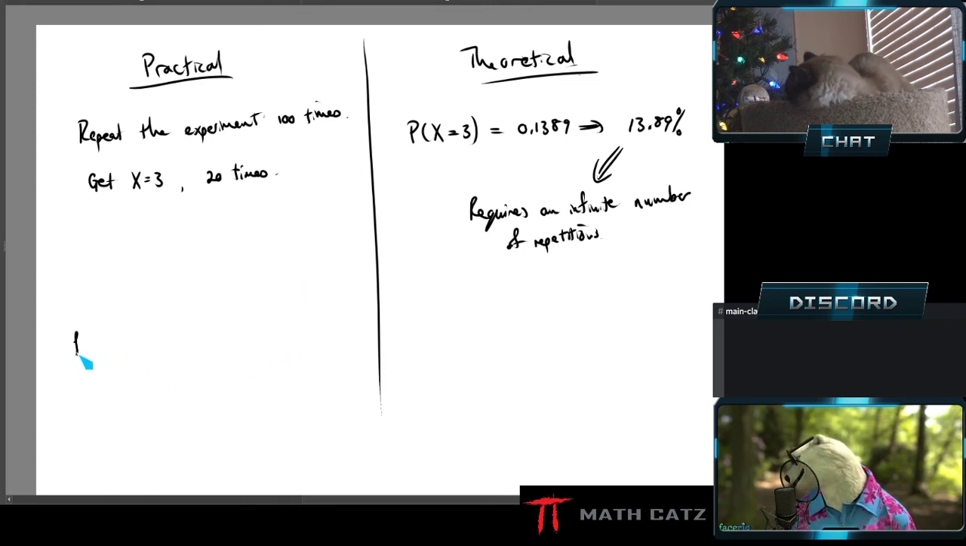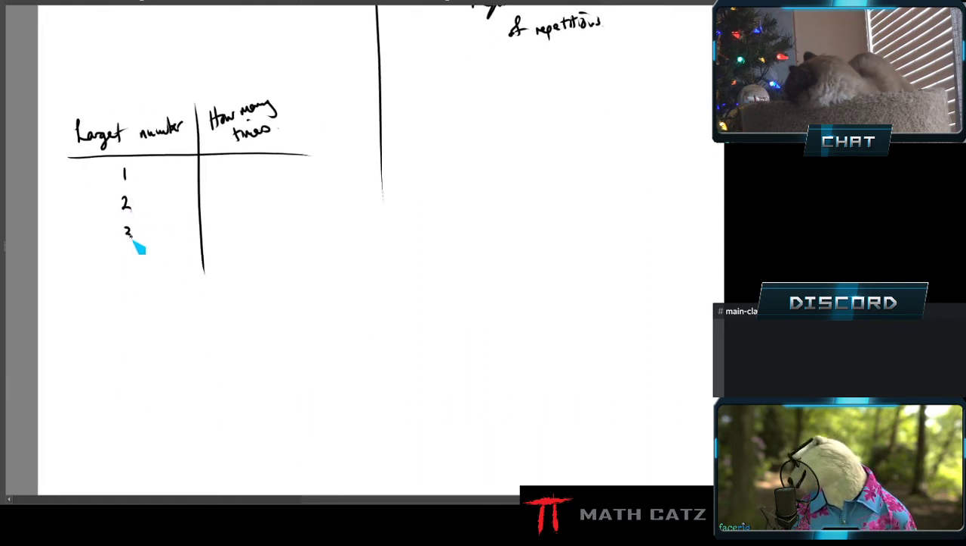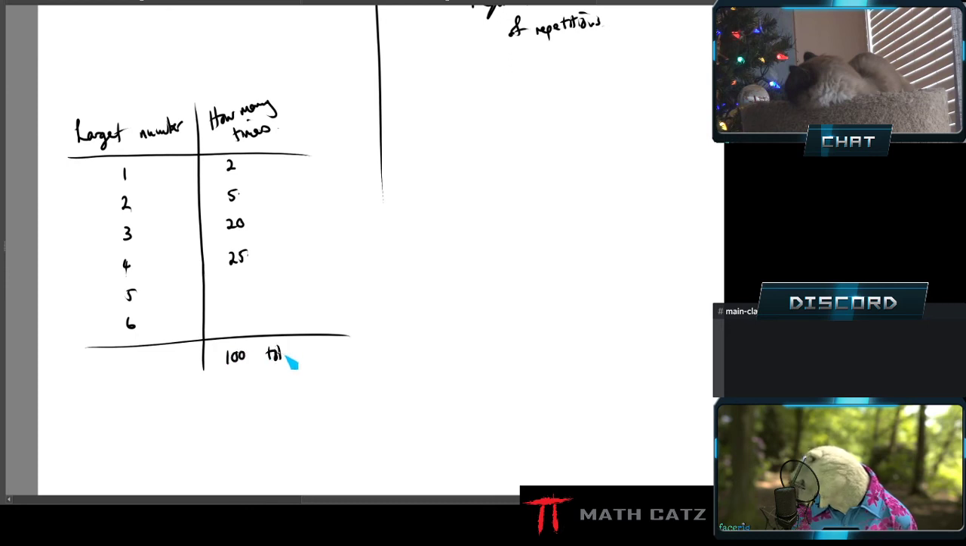Let's suppose we got largest number, and then how many times did we get it? So we could get a largest number of 1, 2, 3, 4, 5, and 6. Among our 100 rolls, we got a 3 20 times. We got a 1 2 times. We got a 2 5 times. We got a 4 25 times. I have to make sure I actually get 100 here, right? I'm making this up. Total. How much do I have so far? 7, 27, 52. Okay, so let's say here we got a 5 30 times.